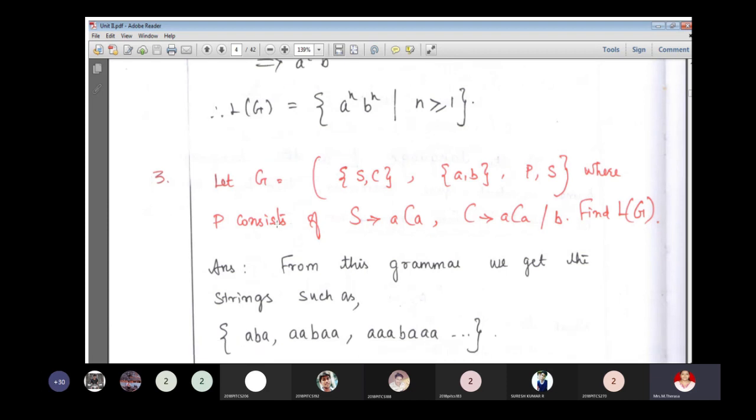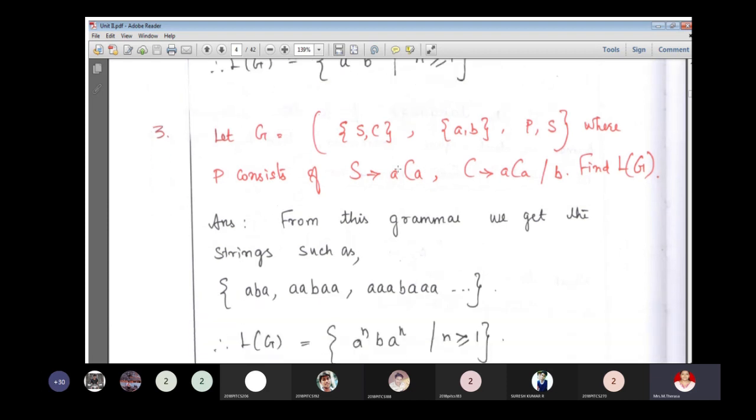Okay. From this grammar, we get the strings such that, what we have to do is substitute. You start with S, which gives aCa, and you can substitute this capital C either by aCa or b. Suppose you substitute C by b, because C can be replaced either with aCa or b. Then what will we be getting? We'll be getting aba. Okay, and again suppose you substitute it with aCa, and again C is replaced with b. Then what is the next string you can get? aabaa. Okay. So triple a, b, triple a.